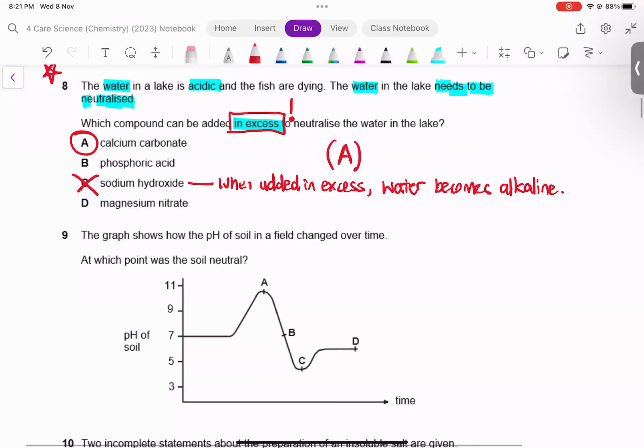Okay, question 9, below it, is also about pH. I think this is quite straightforward. At what point was the soil neutral? Neutral is pH 7. Therefore, B is the answer. All right. So that's question 8 and 9 about acids and bases, testing you on the concept of reactions, neutralization, as well as pH values.